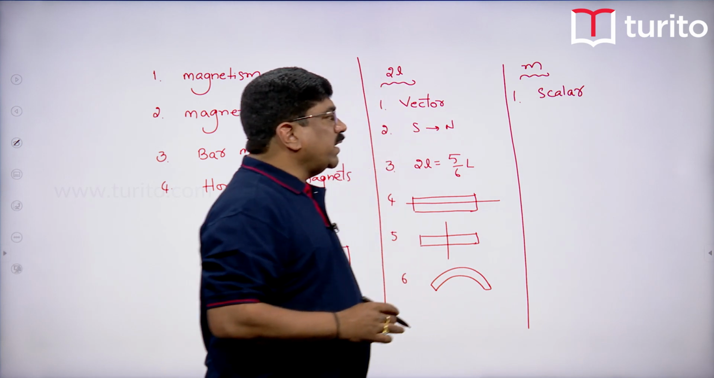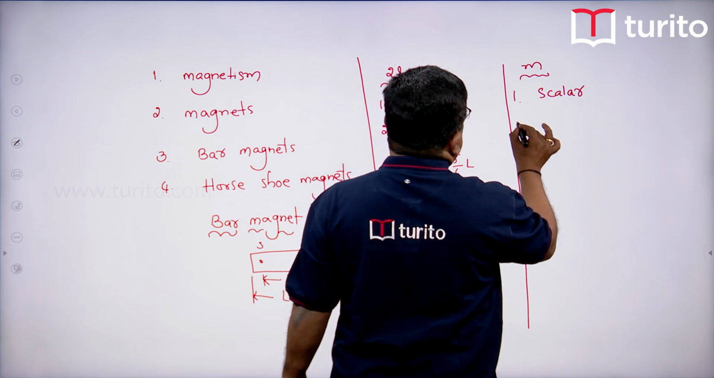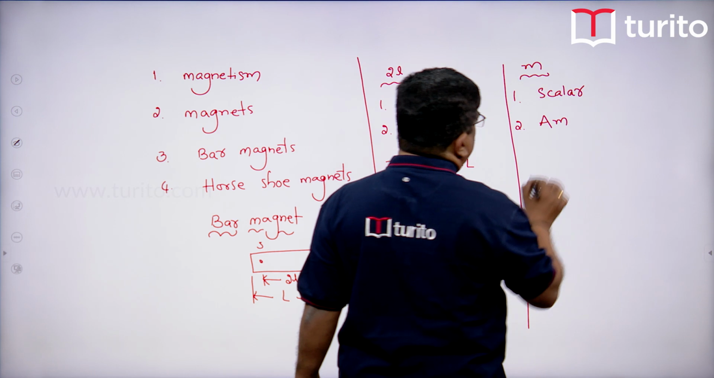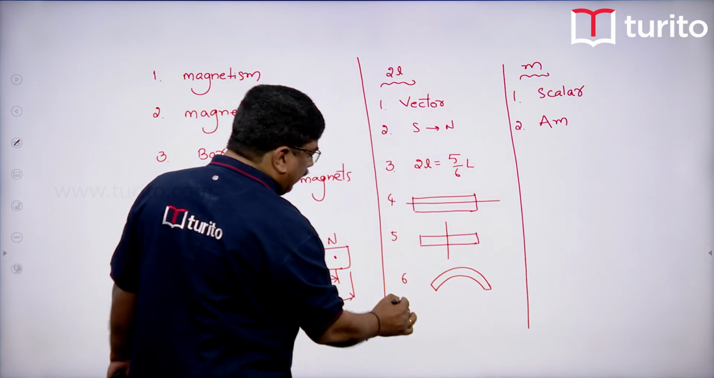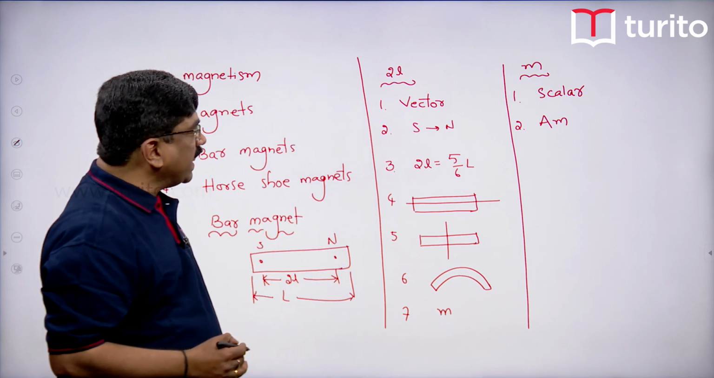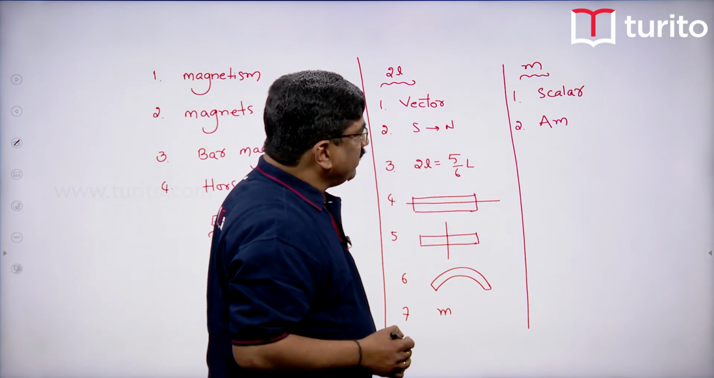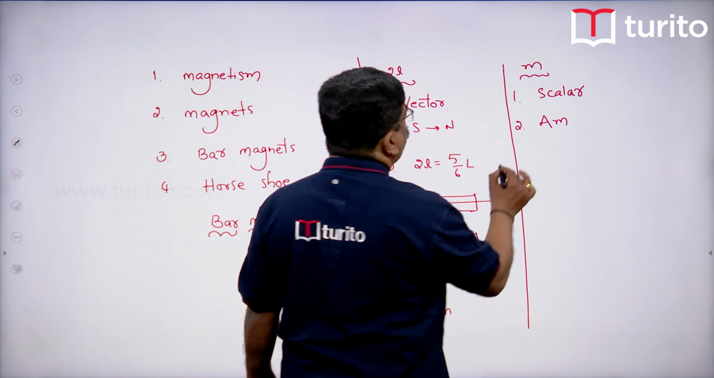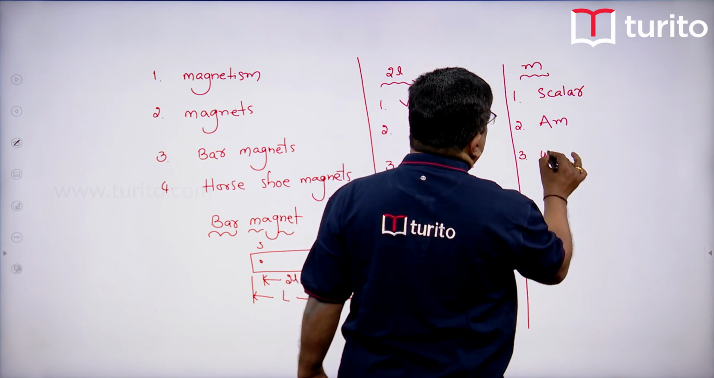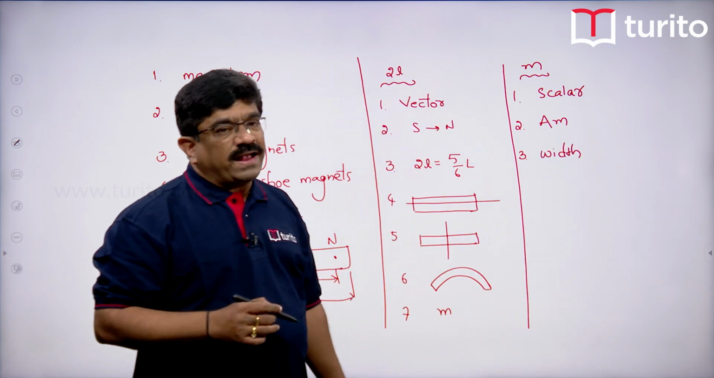It is a scalar quantity which consists of only magnitude and no direction. The unit of pole strength is ampere meter, whereas the unit of magnetic length is meters. Further, this magnetic pole strength, small m, depends on the width of the magnet.